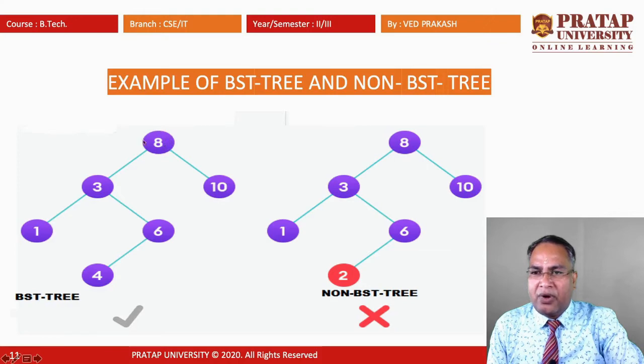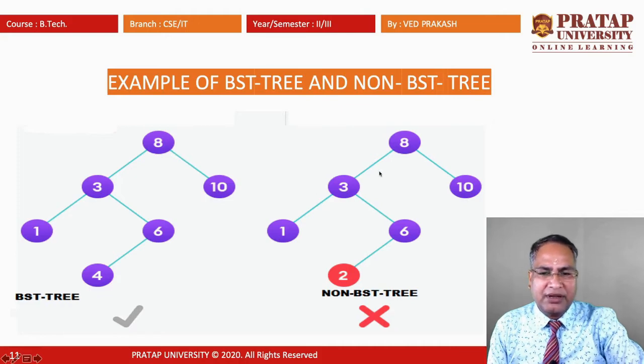Now all values on the left-hand side are less than 8. So we can say the left subtree values are 1, 3, 6, 4, and all these data have less value than the root value. And in the right-hand subtree we can observe that all data are greater than the root value, because here it is 10. So 10 is greater than the root value 8. So we can say this is a binary search tree.